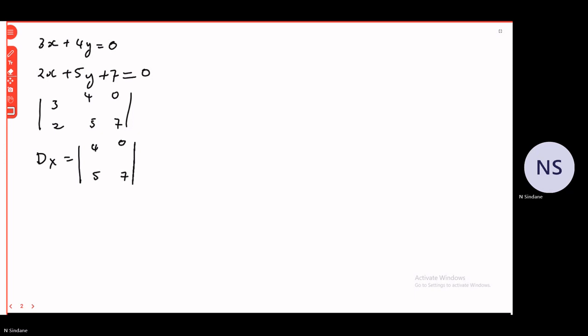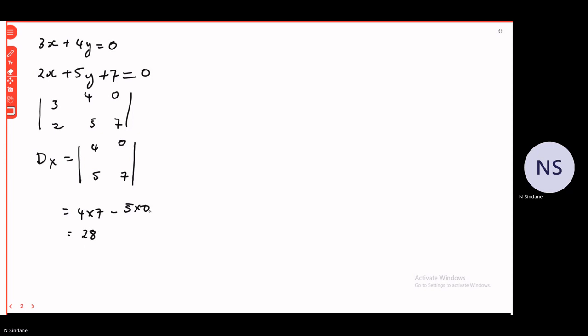Now I can calculate the determinant of this. I'm going to have 4 times 7 minus 5 times 0, which will give me 4 times 7, which is 28. So dx is 28.